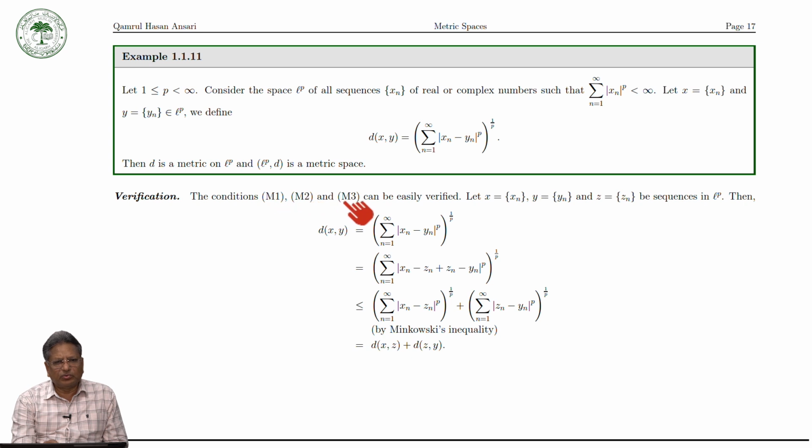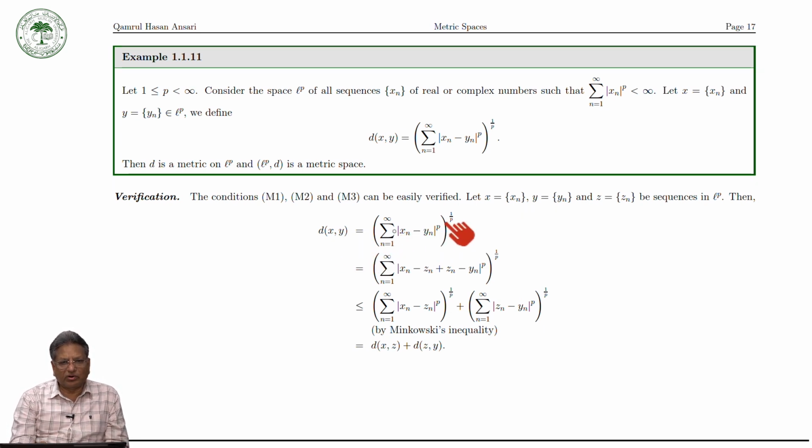that the conditions M1, M2 are satisfied. To check the third one, again we need to use the Minkowski inequality. Actually, the proof is almost the same as we have done for the case of Rn with the metric dp. Only the thing is that in Rn, x was the set of components, whereas here x is a sequence, x1, x2, xn and so on. So by definition d(x,y) is equal to this one.